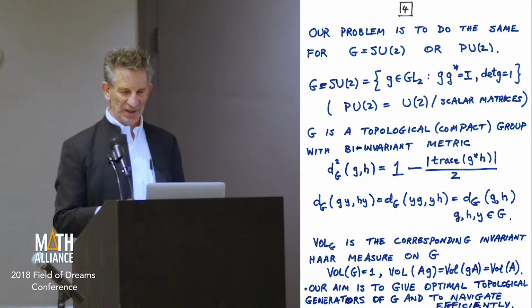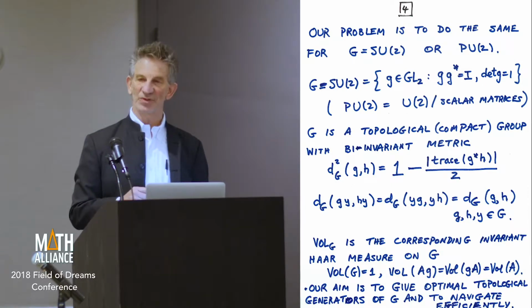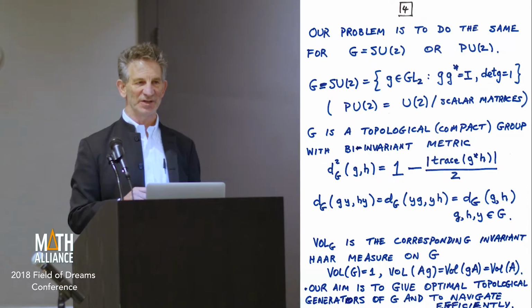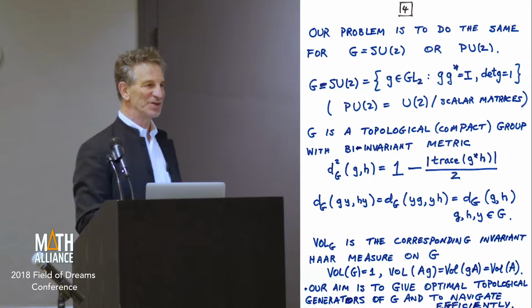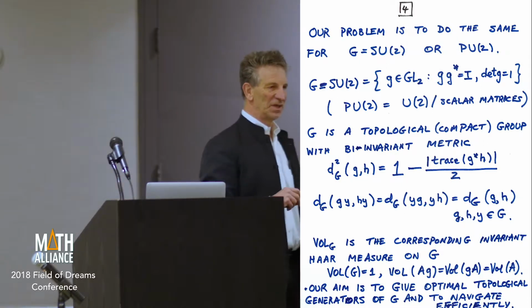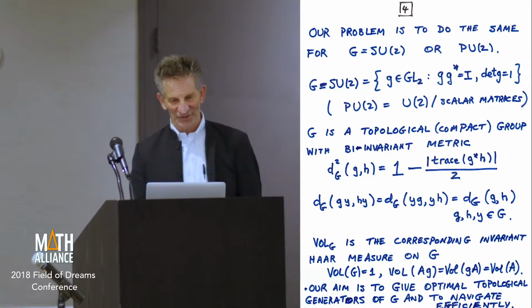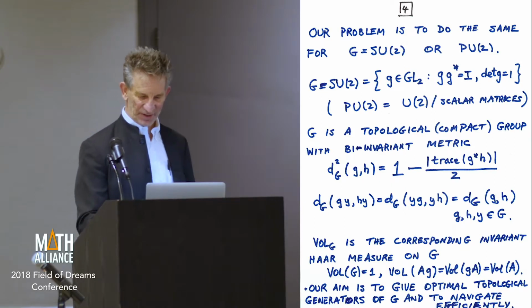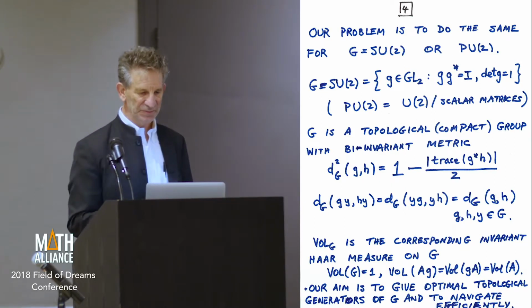And the question we want to answer is, what are the best topological generators? What's the analog of the golden ratio in this setting? And again, I'll have to define best, and the answer here is going to be much more complicated.